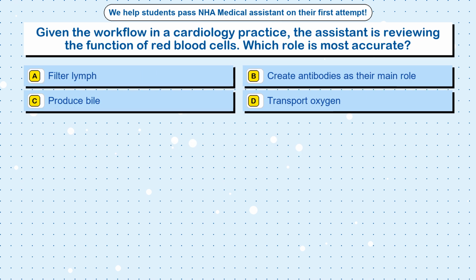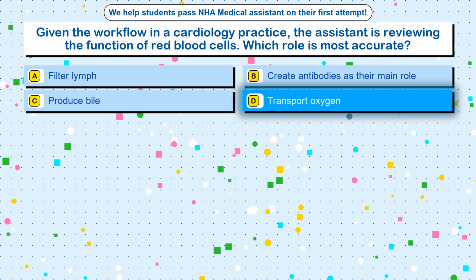Question 51. Given the workflow in a cardiology practice, the assistant is reviewing the function of red blood cells. Which role is most accurate? Option A. Filter lymph. Option B. Create antibodies as their main role. Option C. Produce bile. Option D. Transport oxygen. The correct answer is option D.